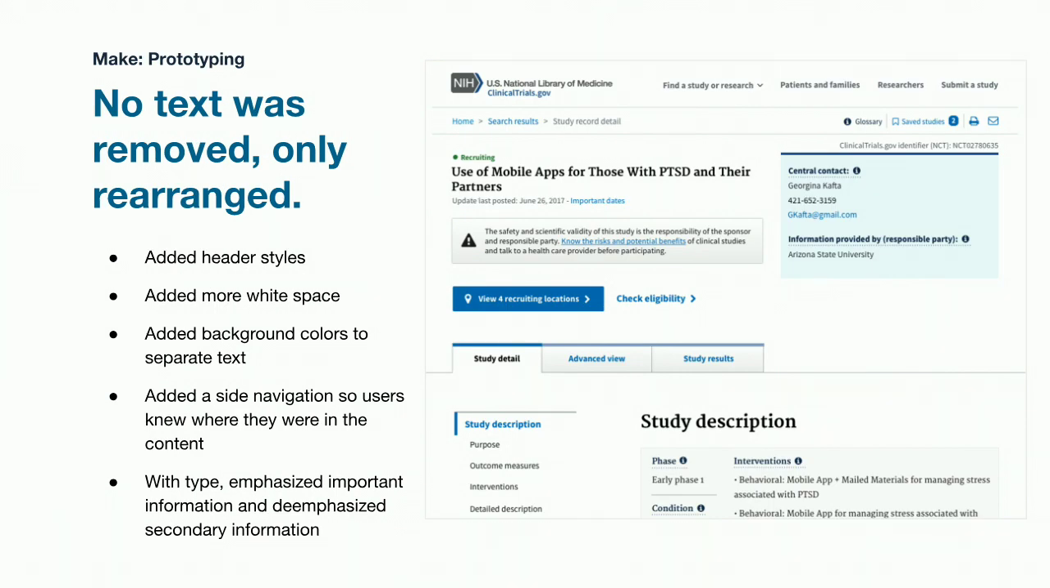And this is a screenshot of what we tested with users. It's important to note that we couldn't legally remove any text, so nothing was removed, only rearranged. I added header styles, more white space, background colors to separate out text, and a side navigation so users could figure out where they were in this block of text. And with type, I just emphasized important information and de-emphasized unimportant information.